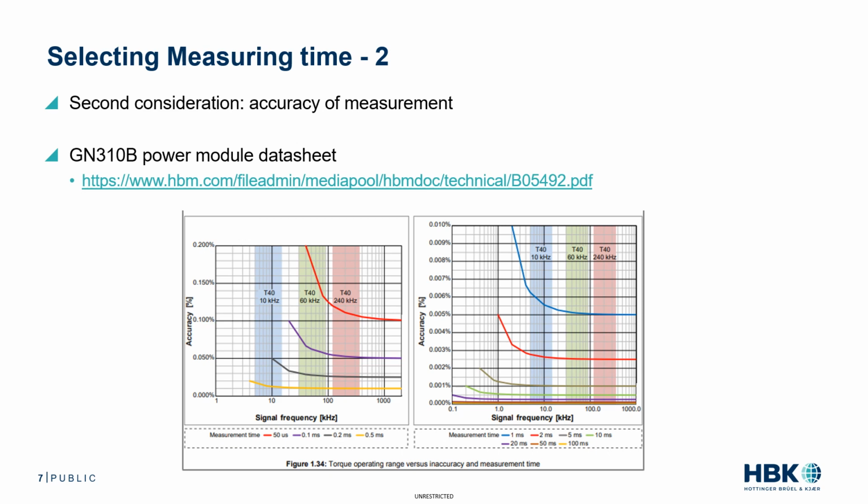The data sheets of the GenDAC input modules have a table that specifies the maximum timer inaccuracy as a function of signal frequency and measurement time. You can download the GN310B power module datasheet using the link shown here and see the full table with that information. These example graphs are taken from the datasheet.